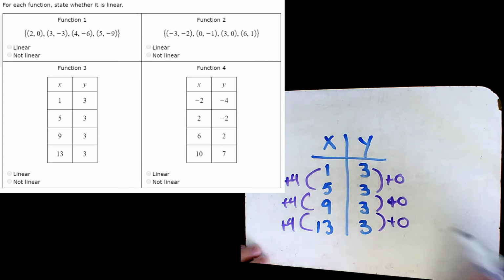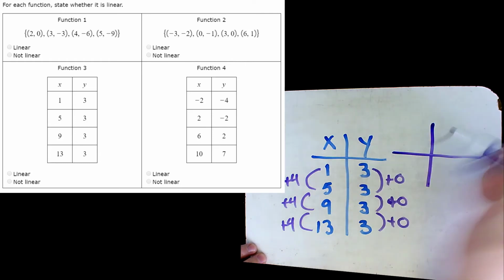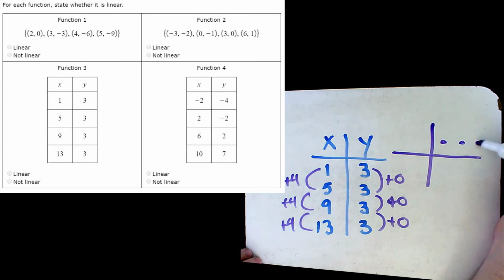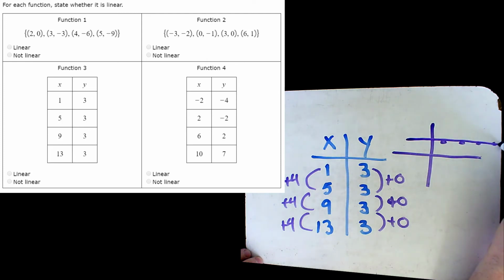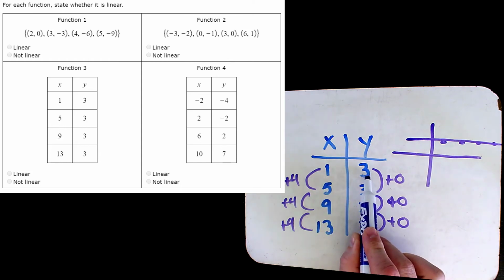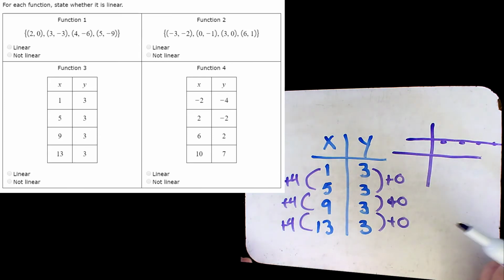adding 0. What's interesting about this one is if I actually were to graph it on my graph, 1, 3, let's say that's located right about here. 5, 3 would be right about here. 9, 3, 13, 3. What it does is it makes a horizontal straight line. Now, because each domain has exactly one range to go with it, then it is a function, and because it makes a straight line, it is a linear function.